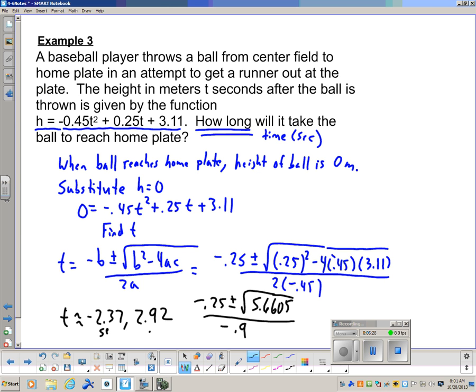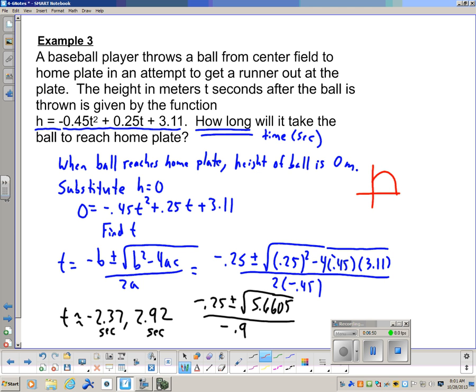So we either have negative 2.37 seconds, or 2.92 seconds. Now, how does that make any sense? The baseball player threw a ball from center field, so kind of think about this. It's up so much, comes down, and hits over here.